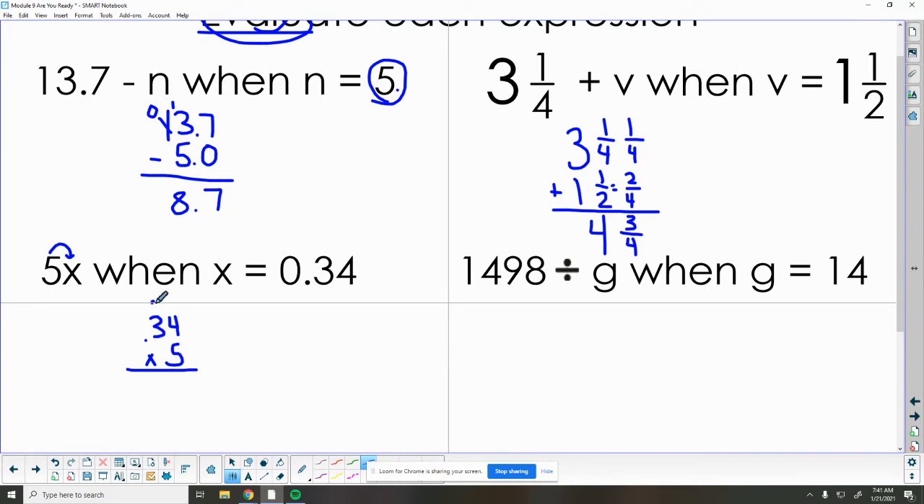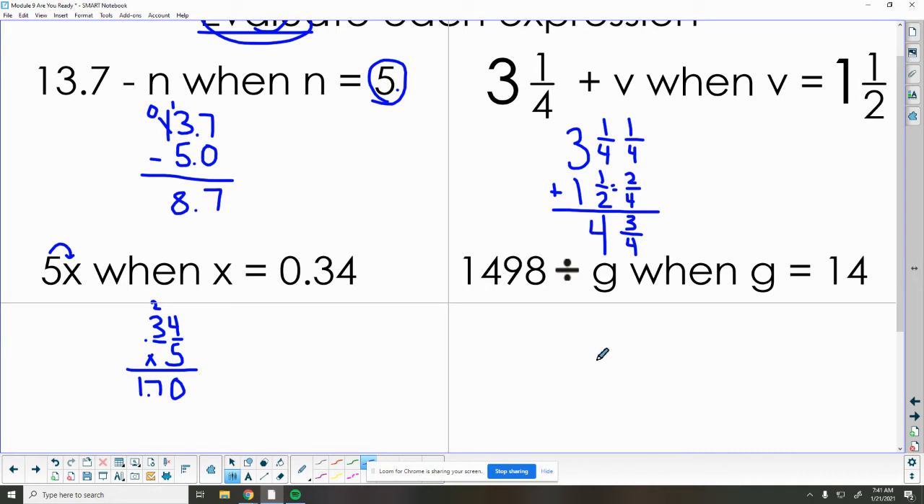So 5 times 4 is 20. Here's 15, 16, 17. With 2 decimal places, 1, 2. So 5 times 0.34 is 1.7, 1 and 7 tenths, or 170 hundredths. There's still a 0 in the hundredths place, either way.